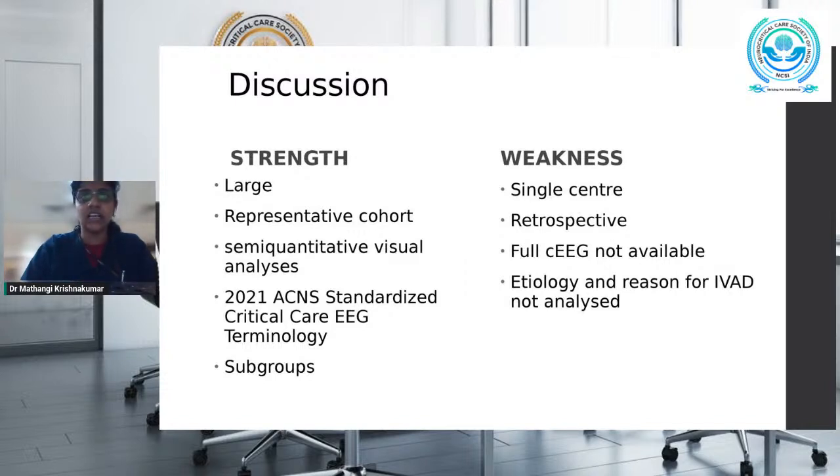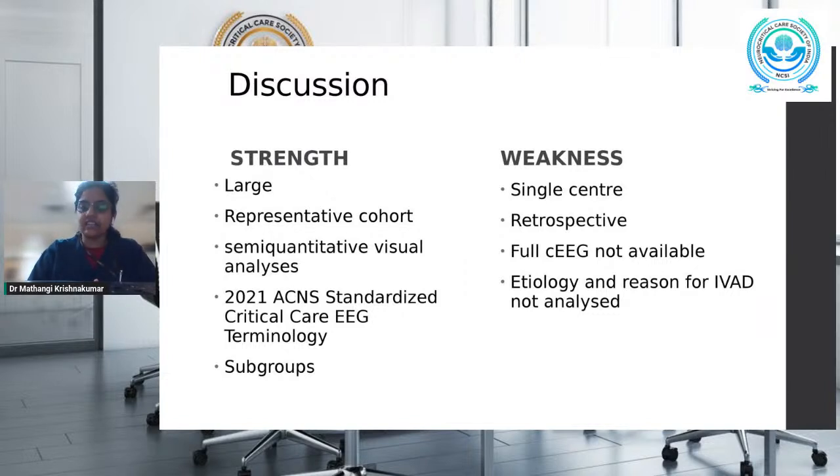So what are the strengths and what are the weaknesses in the study? The strengths are, first, the long follow-up period of 9 years, and it was a large sample size and a representative cohort. It consisted of patients which we encounter in our ICUs on a day-to-day basis. The EEG assessment for burst suppression was done by semi-quantitative visual analysis rather than going with a quantitative analysis completely. This is more like what we do clinically on a day-to-day basis. And the latest 2021 ACNS standardized critical care EEG terminology was used in the study, and the subgroup differentiator, anoxic brain injury and non-anoxic brain injury, was significant. So those were the strengths of this study.